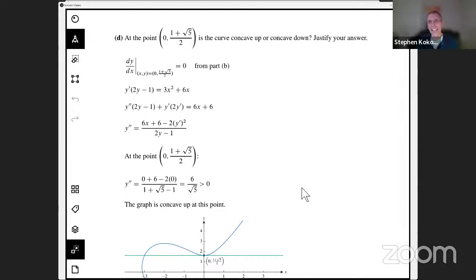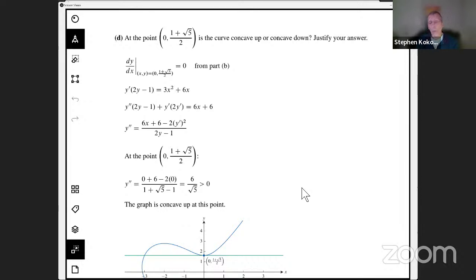All right, let's try part D. At this point, (0, (1 + √5)/2), which is now Curtis's favorite irrational number, is the curve concave up or concave down? And let's see if we can justify your answer. Now, this is a typical AP calculus question. They might give you a point and ask just this: justify whether the curve is concave up or concave down at that point.